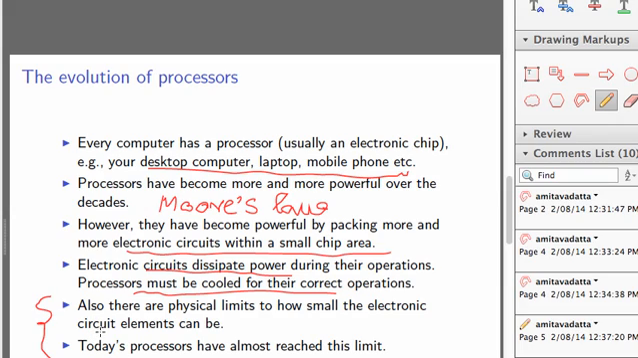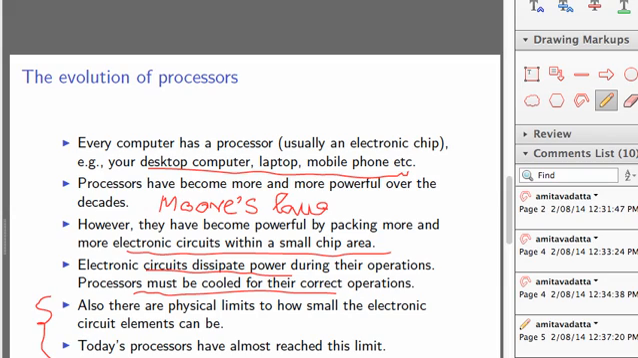For example, today's transistors in a microprocessor can occupy a few tens or hundreds of atoms. And this is going to the limit because you cannot really pack more than that, in the sense that you cannot have transistors which are smaller than a few atoms.